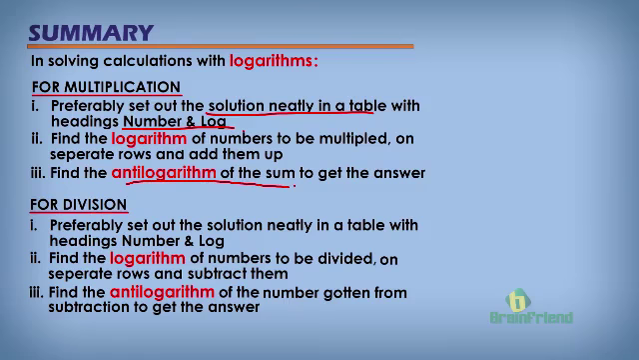For questions that involve division, again, we said we need to set out our solutions neatly on a table with headings number and log. Next, we find the logarithms of the numbers to be divided on separate rows, and we subtract them. Again, we take into cognizance the fact that for numbers less than 1, we have negative characteristics that do not affect the mantissa that remains positive. So we remember that in our calculations. And finally, we find the anti-logarithm of whatever number we get from our subtraction to get our final answer.